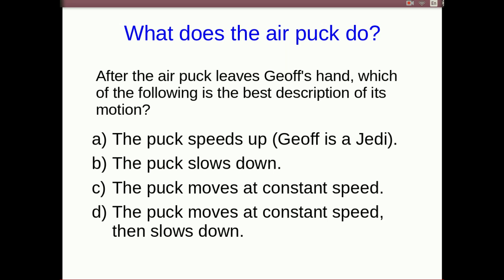So at the end of the last part of this lecture, we posed this question. I'm going to push an air puck, and we're interested in what it does after it leaves my hand. And I gave you these options. And so now let's do the experiment. Like I said, I will be just off the screen on the left, and you will just see the puck come across the screen.